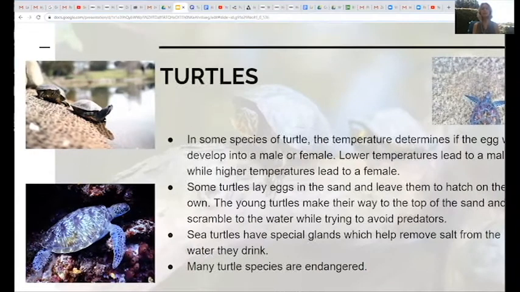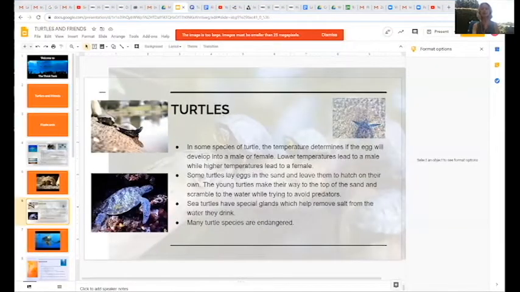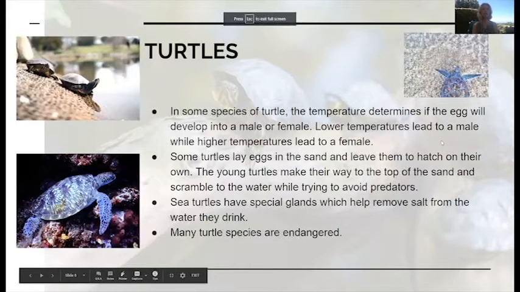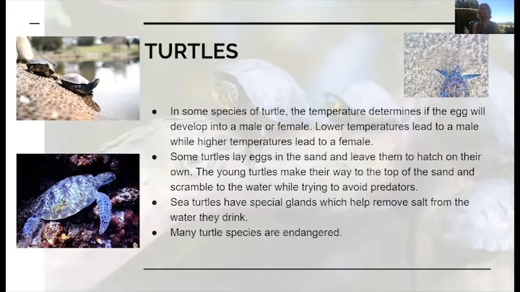In some species of turtles, the temperature determines if the egg will develop into a male or a female. And so the lower temperatures lead to a male, while the higher temperatures lead to female turtles. Some turtles lay eggs in the sand and leave them to hatch on their own. The young turtles make their way to the top of the sand and scramble to the water while trying to avoid predators. Sea turtles have special glands which help them remove salt from the water they drink. And as we mentioned before, many turtle species are endangered.